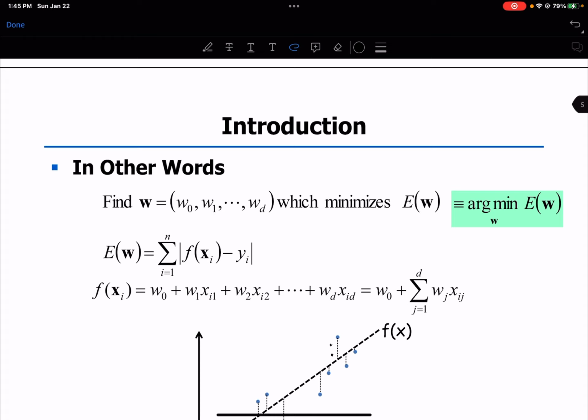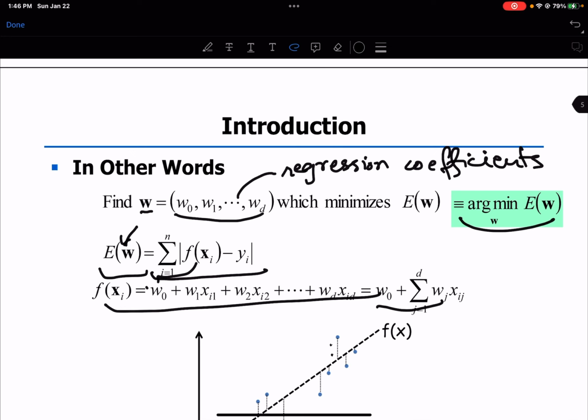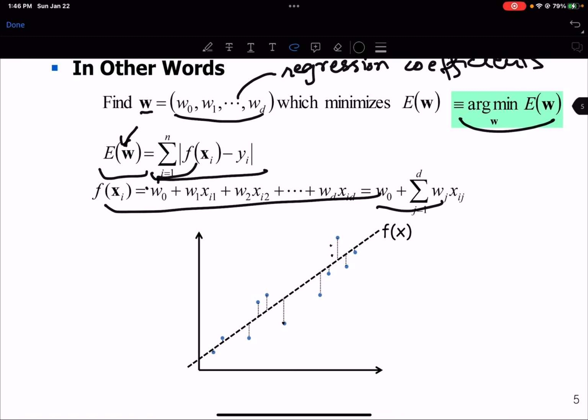In other words, we have to find these W's. We also call them the regression coefficients. We have to minimize this and find our W's. One representation is this: find your W's, given you have this equation, such that it minimizes the error, where f of xi can be represented like this. So as I mentioned, we can represent it in this format. So we are trying to minimize this distance between the actual and the estimated f of x.